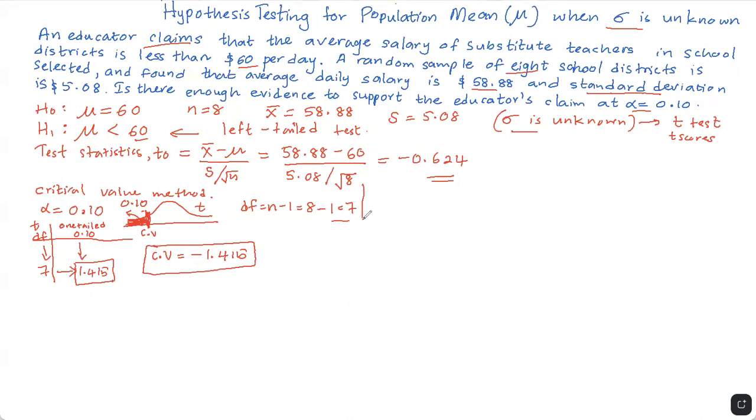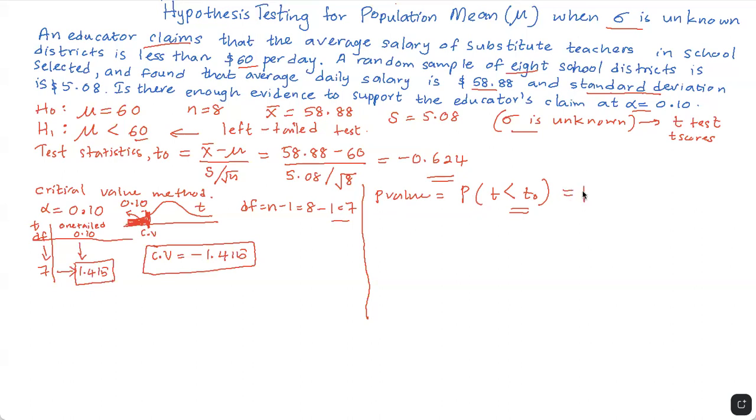Now let's find the p-value of this problem. P-value is the probability of the test statistic being less than the t-value, less than t naught. So we are looking at extreme values, and we need to find the probability of extreme values when the null hypothesis is true. To find this probability, we need to do this.